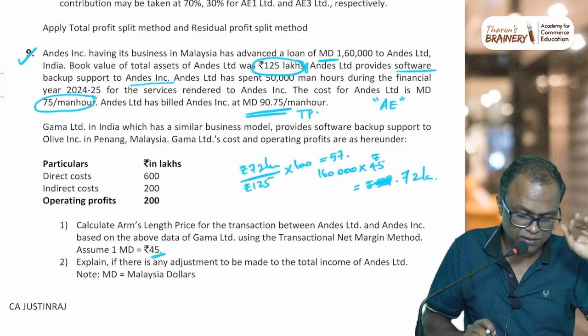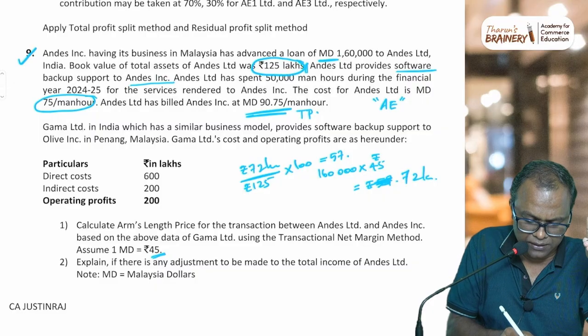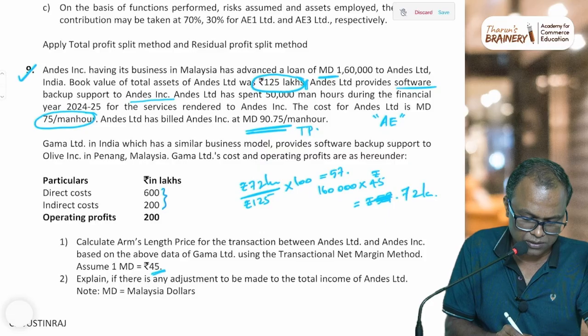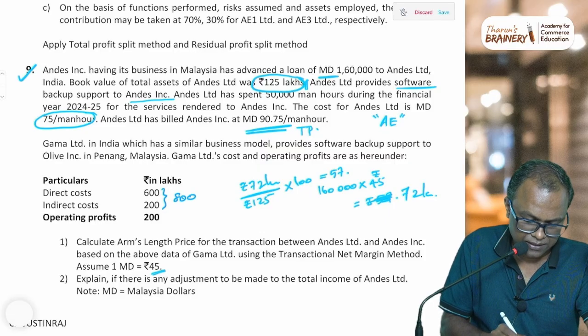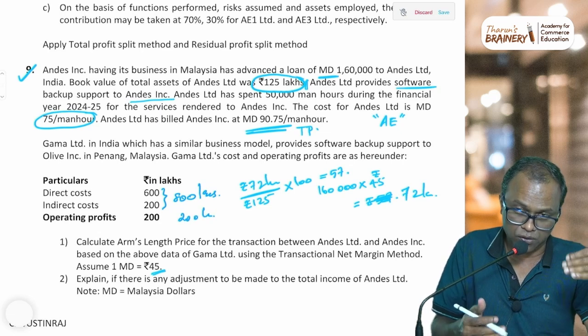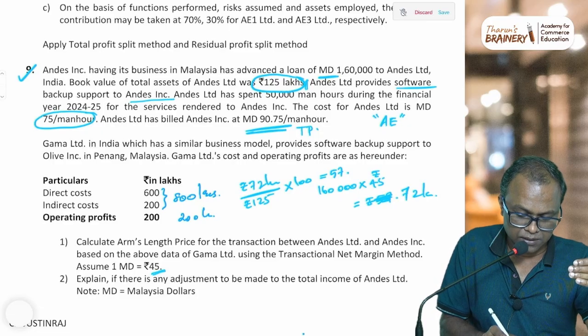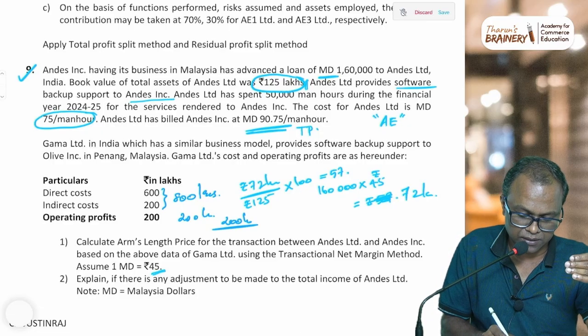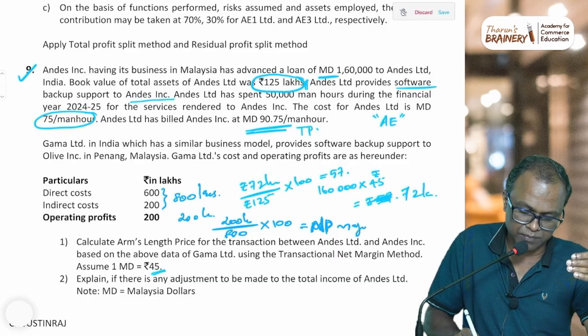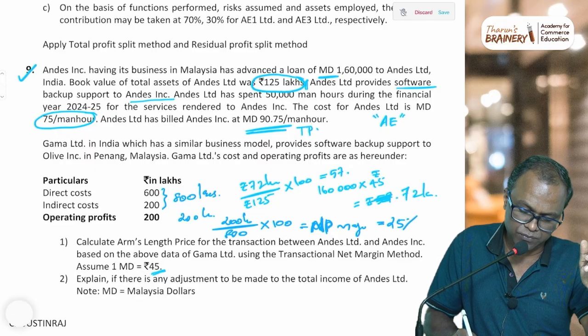Okay. Now the question is over, right? So first take the unrelated party. Here it is Gamma, the unrelated party. What is the total cost? Total cost is 600 plus 200, 800 rupees in lakhs. So what is operating profit? That is 200 lakhs. So we can take it as a percentage of cost. The net profit margin is 200 lakhs divided by 800 lakhs into 100. What is the net profit margin? Around 25 percent, right? 25%.